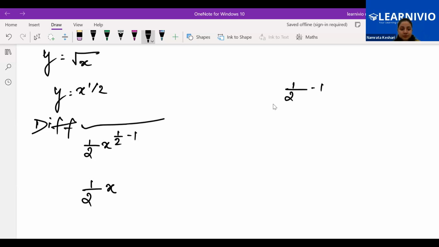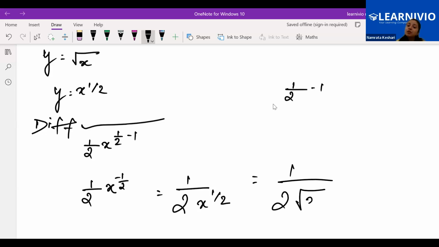1 by 2. 1 by 2 minus 1 is what? Oh, minus 1 by 2. Minus 1 by 2, and hence it came from here only, 1 by 2 x to the power 1 by 2. This minus 1 by 2 gone in the denominator became plus 1 by 2, and from there only we got 1 by 2 root x. Yes or no? Yes, ma'am.